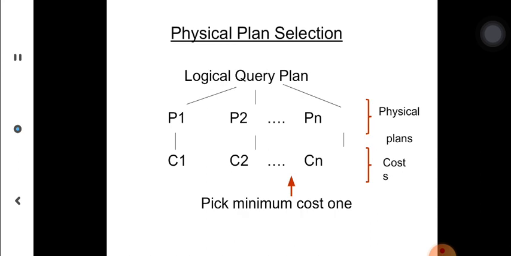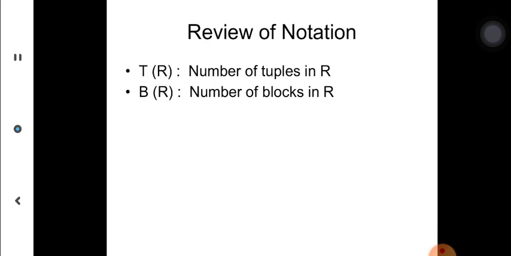Okay. Now take a look at this example. We have three physical plans. From the logical query plan, we came up with physical plans, and each plan has a cost associated with it. So P1, P2 up to Pn are different physical plans, and for each plan you have a cost, for example C1, C2 and Cn, and you are trying to locate the minimum cost, which you are going to pick.